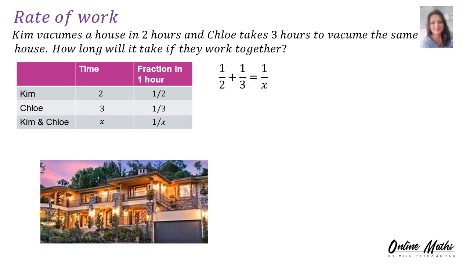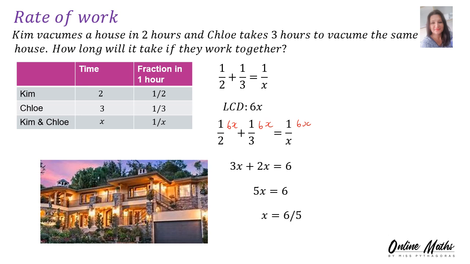And then you set up your little equation so that it will be the fractions in hours will be 1/2 plus 1/3 is 1/x. We find an LCD, which is 6x. And then the next step, we multiply every term by the LCD. So we multiply by 6x, and then we cancel, and we're left with 3x plus 2x is equal to 6. 5x is equal to 6. Divide away the 5, and we end with x is equal to 6/5, which is 1 and 1/5.